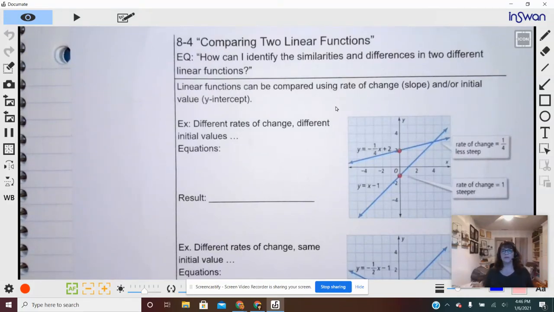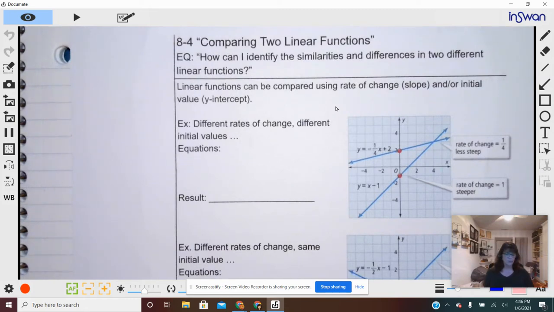So, one more lesson that I wanted to do for you today. This one is going to kind of conclude our unit on functions, and it is lesson 8-4. We're comparing two linear functions or two linear equations. How can I identify the similarities and differences in two different linear functions?